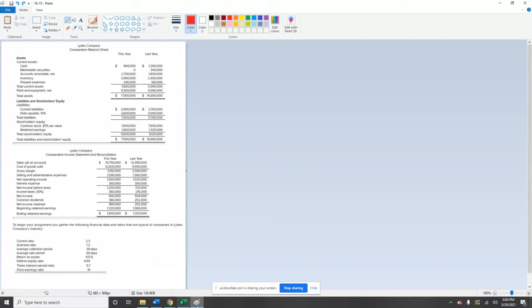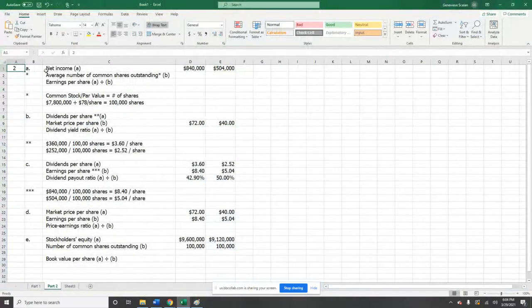All right. And I'm going to come look over here and see, okay, so net income, right? We know that. So first of all, we're going to calculate earnings per share. So that's what we want. We want to know the earnings per share. Well, that's simply net income divided by the number of shares.